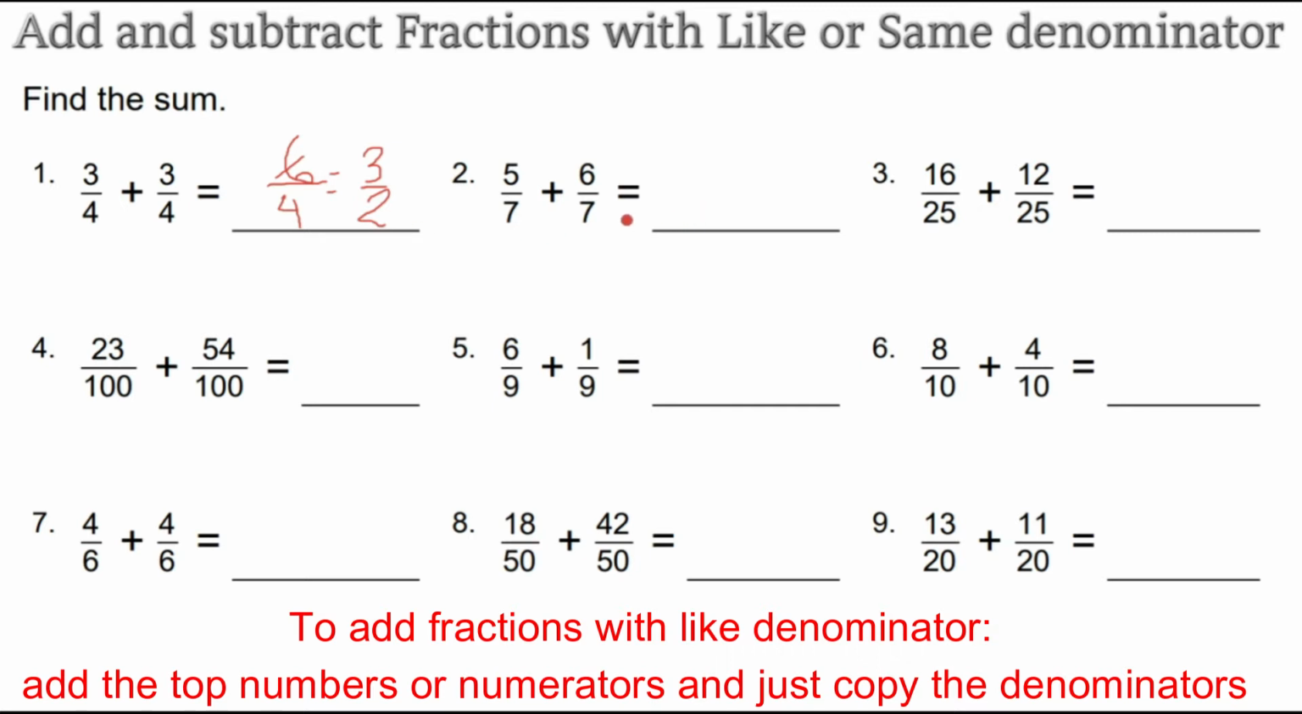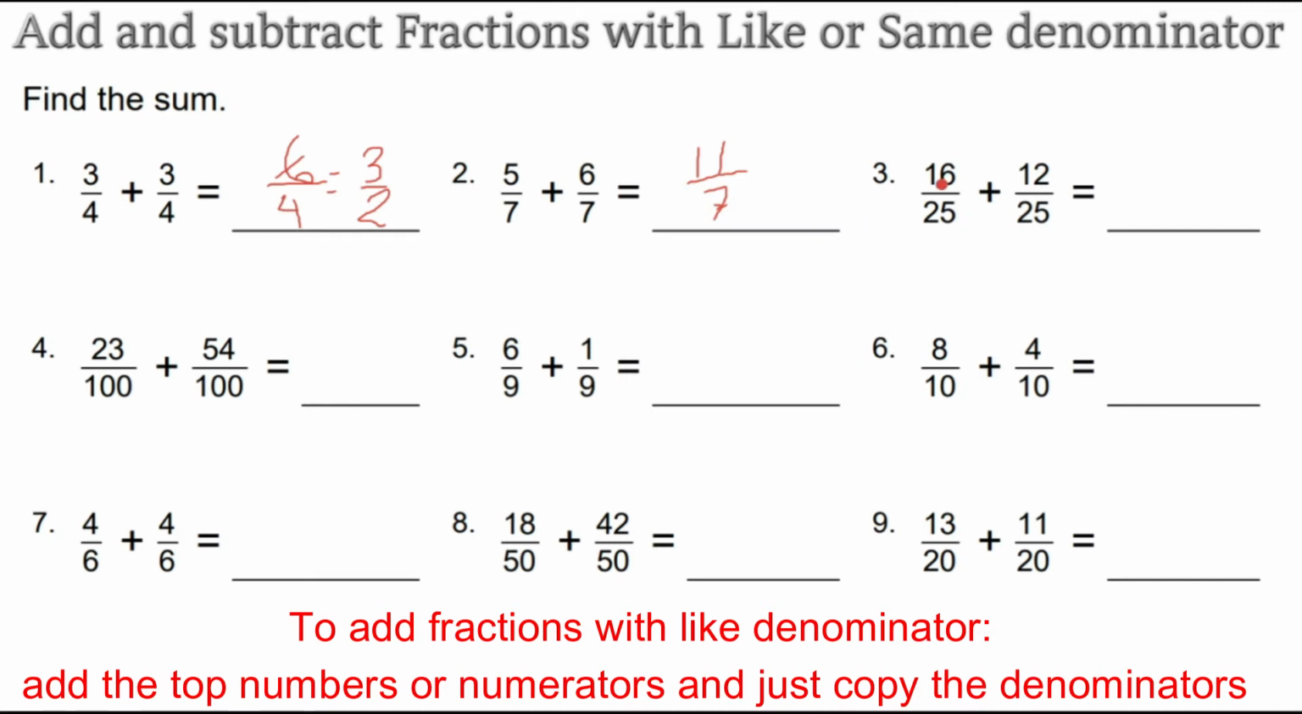Number 2. We have here 5/7 plus 6/7. Again, we just copy the denominator 7. Now we add 5 plus 6 is equal to 11. So this fraction is 11 over 7. This is an improper fraction. Why is it improper? Because the top part or the numerator is larger than the bottom part or the denominator. When that happens, you can divide that, but that will become a decimal. But we are not working on decimals in third grade, so we leave it the way it is.